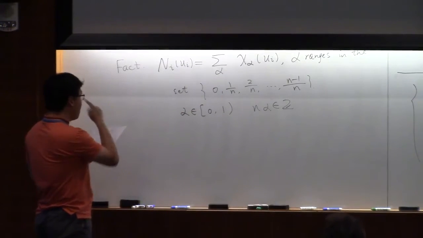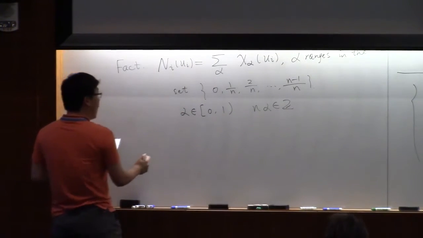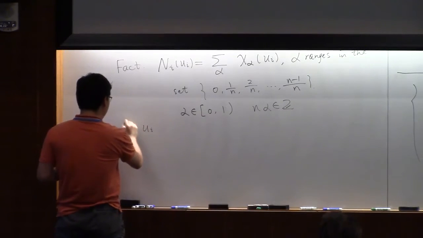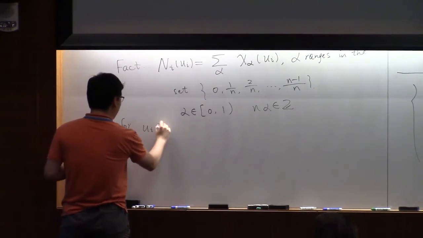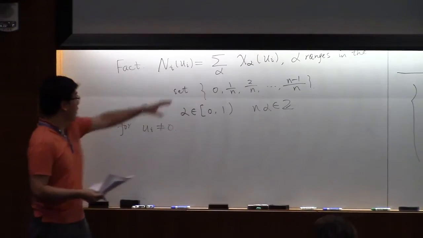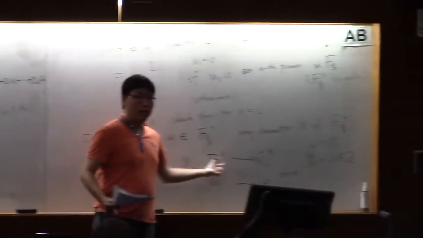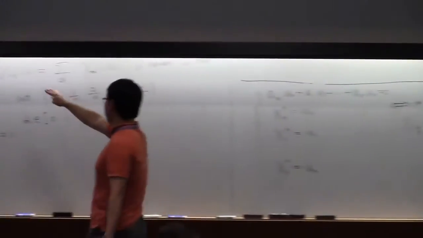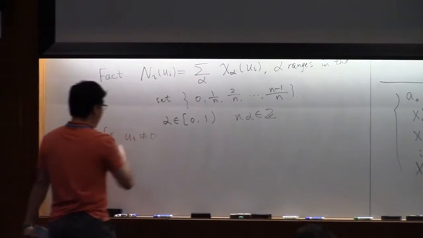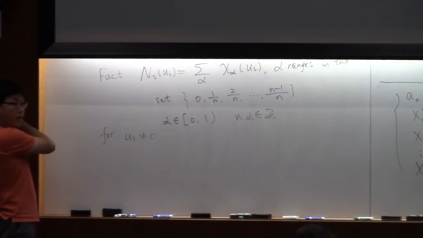So this is true for this ui non-zero, because here I only define the characters on the multiplicative group of Fq. So this is an equality for all ui, for all non-zero units.